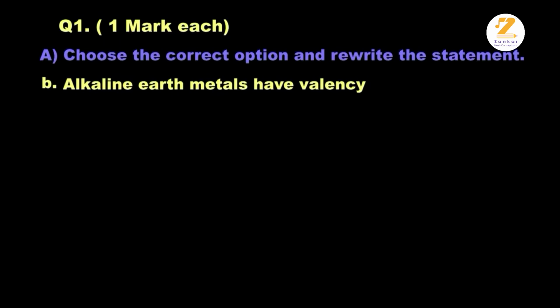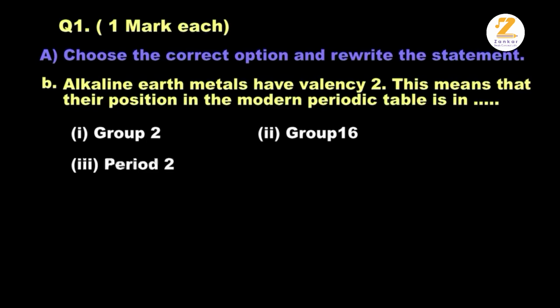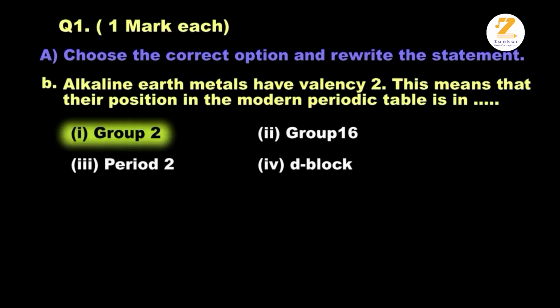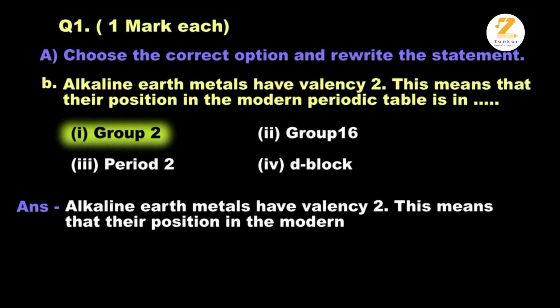Alkaline earth metals have valency 2. This means that their position in the modern periodic table is in ... Option 1, Option 2, Option 3, Option 4. And the correct option, Option 1. Alkaline earth metals have valency 2. This means that their position in the modern periodic table is in group 2.